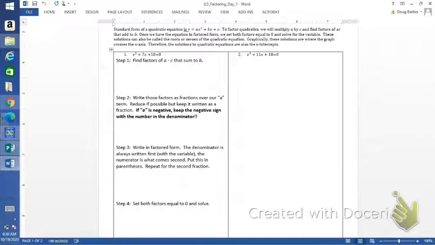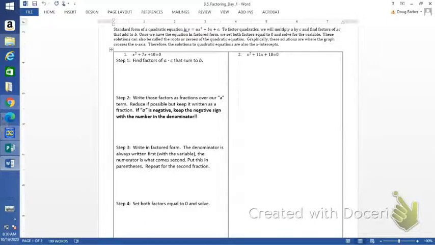Alright, now here's the main part of the lesson. We're going to be solving these quadratic equations. The standard form of a quadratic equation is y equals ax squared plus bx plus c. To factor quadratics, we will multiply a times c and find factors of a times c that add to b. Once we have the equation in factored form, we're going to set both factors equal to 0 and solve for the variable. These solutions can also be called the roots or zeros of the quadratic equation.